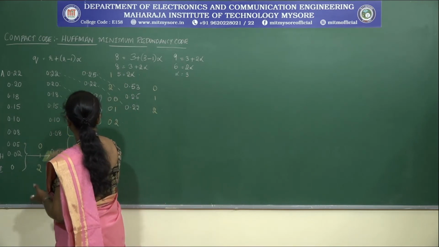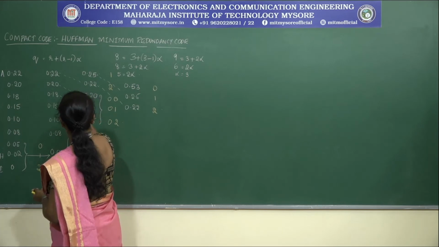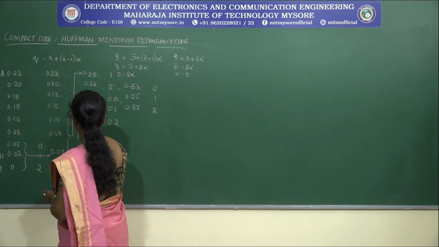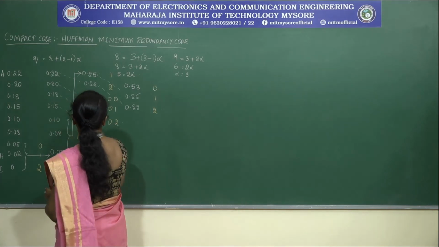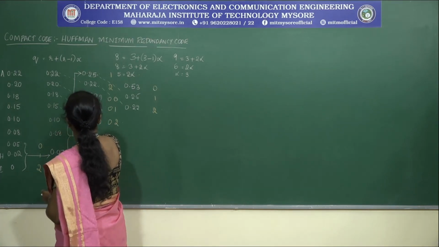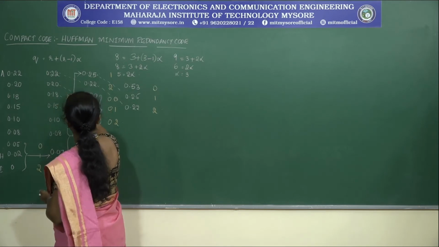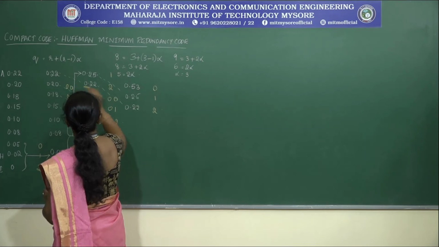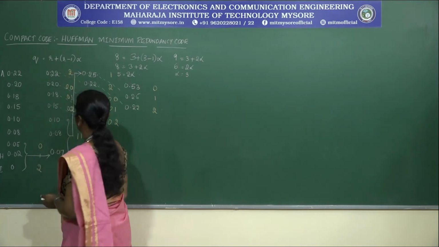The value of this is 0.25. What is the value of 0.25? We have 1. Then 0.15 value is 0.2, 0.18 value is 0.1, and 0.20 is 0, 0, 0 to 2 is 2.